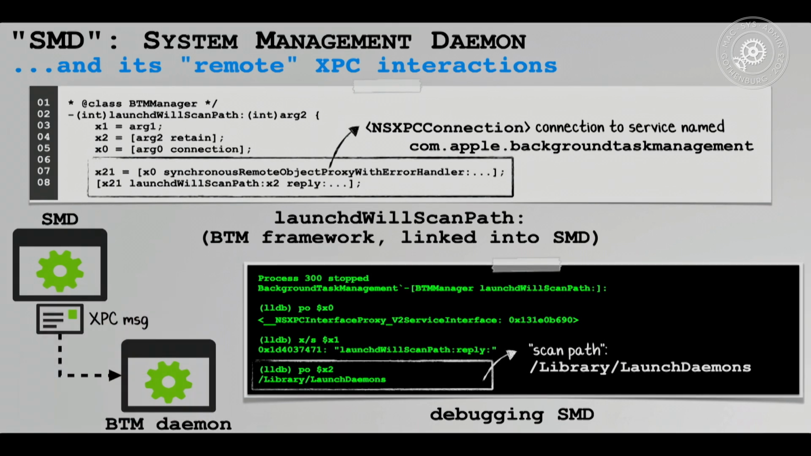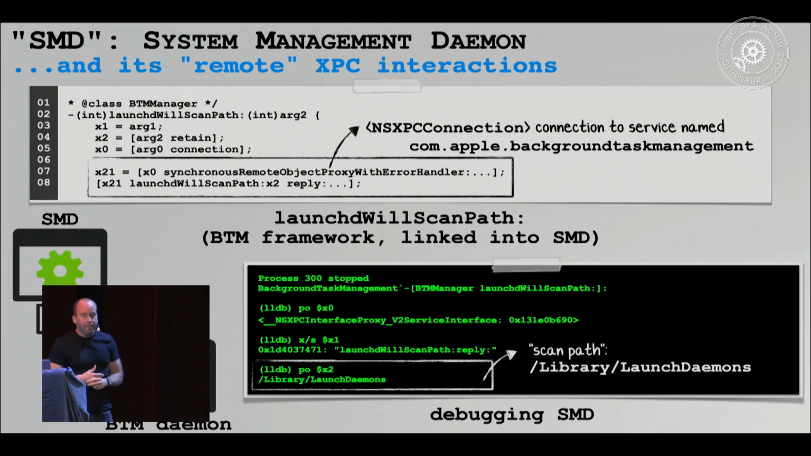We can see, for example, that it has a method called launchd will scan path. This is actually implemented in a private framework called the BTM framework that is linked into the SMD daemon. And if we look at various pieces of it when we're debugging it, we can see that, rather unsurprisingly, some of the information that is provided to it when a new item is persisted is the path of the directory where it was persisted.